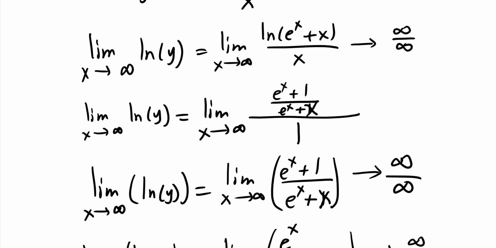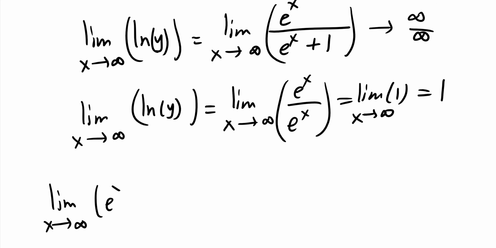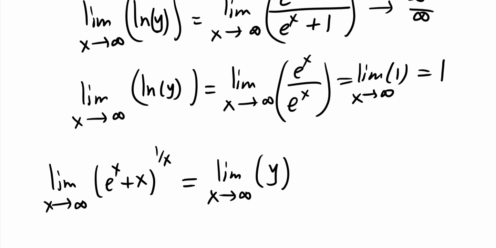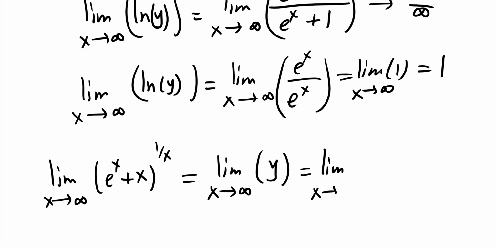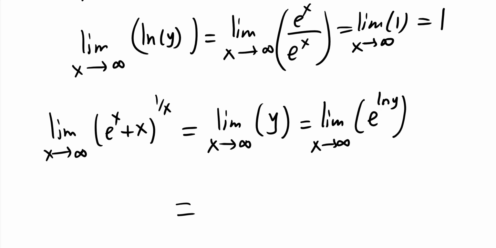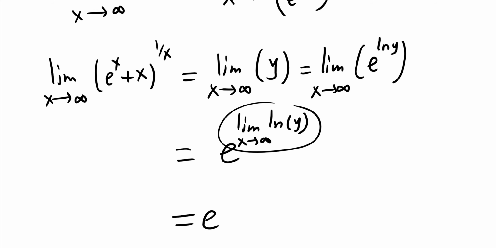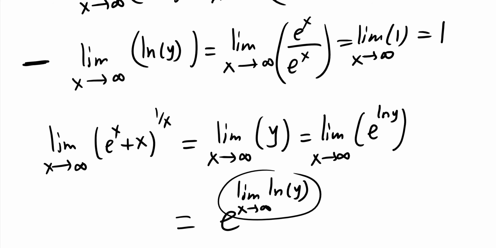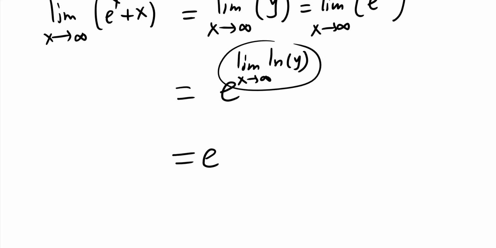The limit of (e^x + x) to 1 over x. So what is it? Remember we said this is y, the whole thing. We assumed the whole thing is y. And this can be rewritten as e^(ln y). Now you can move the limit up like this. And then e to what? What's the limit of this? We found it here on this line. It was 1. So we get e to the 1, which is e. So that's the answer.